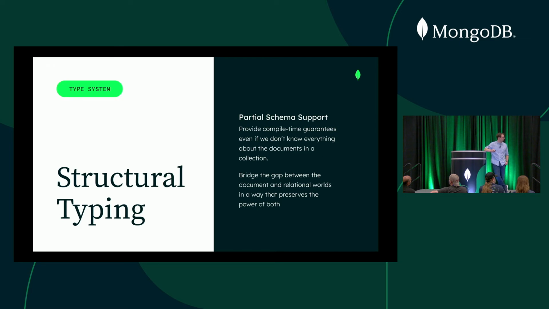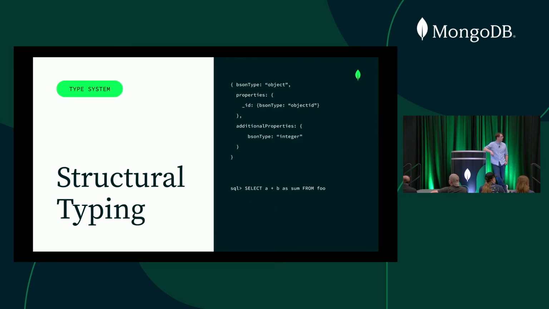Let's again take a look at what this means in practice. Consider a collection that is described by the following JSON schema validator. We have an _ID field, which is an object ID when it exists. But beyond this, we don't actually know whether there are any more fields, or if they exist, what they're called. But we do know, and this is the additional properties part of the JSON schema right here, that if any other fields exist, then they must be integers.